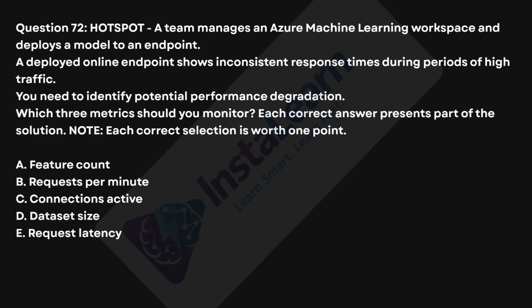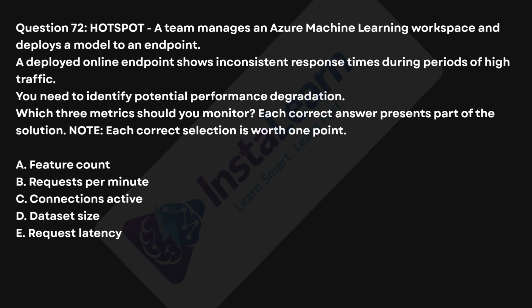Question 72. Hotspot. A team manages an Azure Machine Learning workspace and deploys a model to an endpoint. A deployed online endpoint shows inconsistent response times during periods of high traffic. You need to identify potential performance degradation. Which 3 metrics should you monitor? Each correct answer presents part of the solution. Note: each correct selection is worth 1 point.